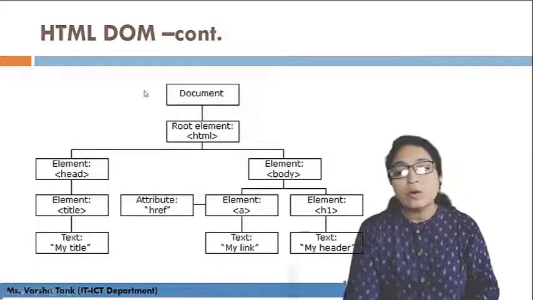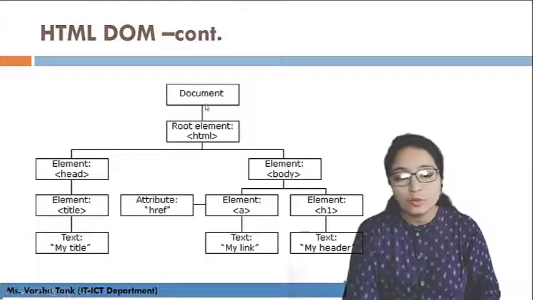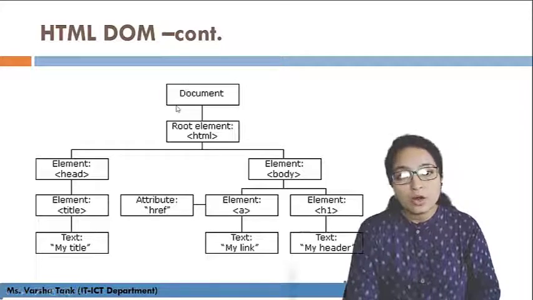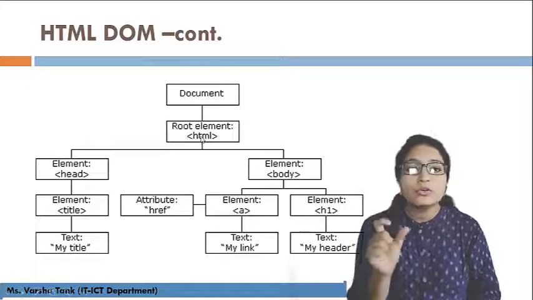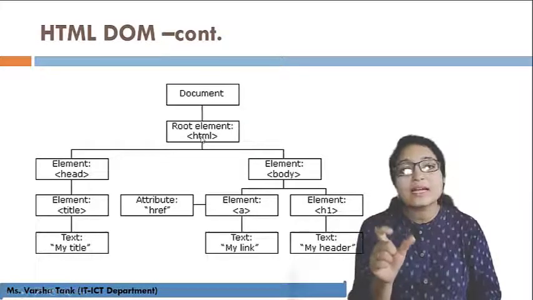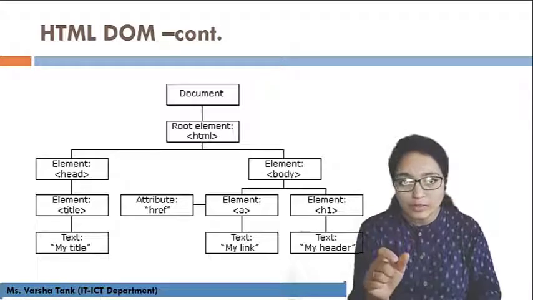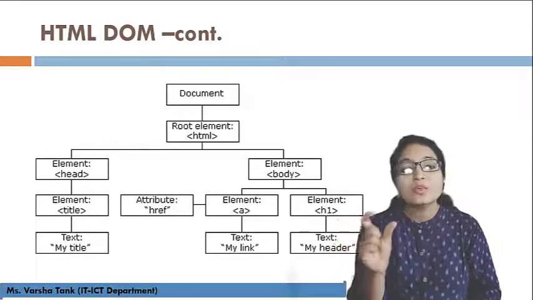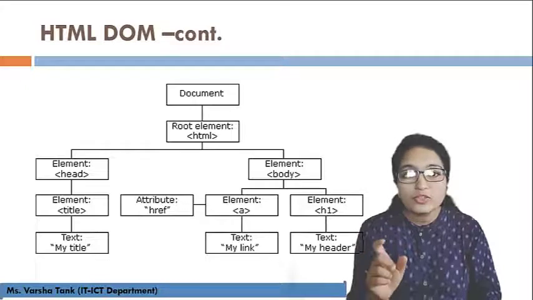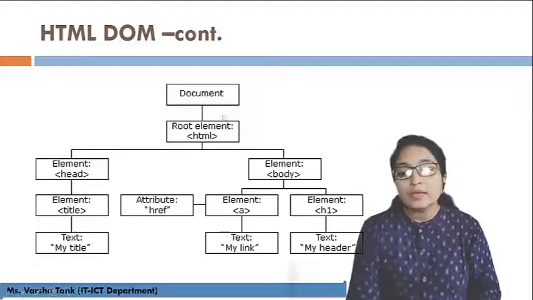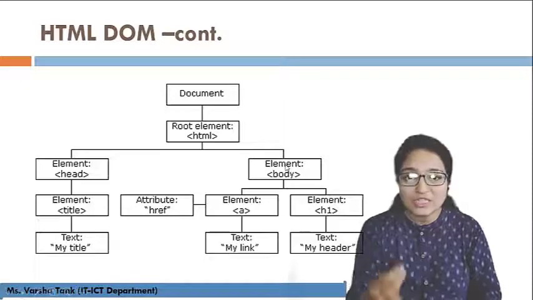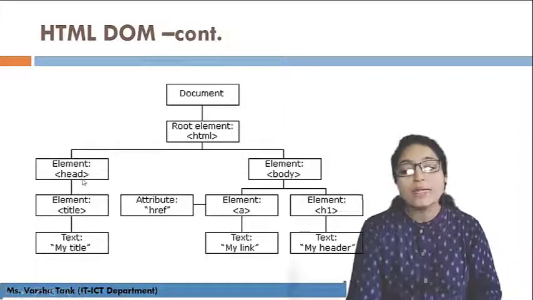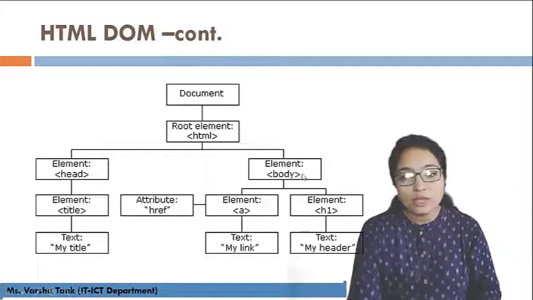Here you can see how we can define the HTML DOM. This is the document, and the root element of this document is the HTML. Whenever you define the HTML, that indicates the starting point of your web document. So that is the root element of your document object model. This root element is divided into two parts, as we have two sections in the HTML document: one is the head section and another is the body section.